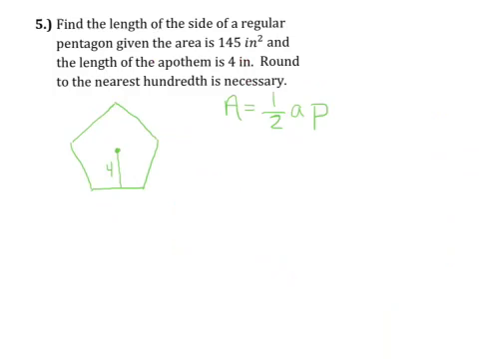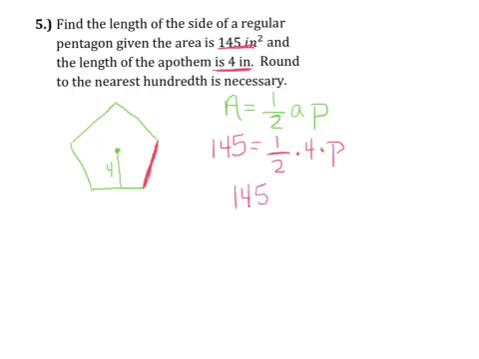Alright, number 5 is a little bit different. Now we know the area, we know the apothem, we want to know what is the length of one of the sides of this regular pentagon. So I drew the pentagon, we're looking for this. What is the length of one of the sides? So let's plug in what we have. We know the area is 145, 1/2, we know the apothem is 4. And if we can find P, the perimeter, then we can divide that by 5 and know the length of one of the sides.